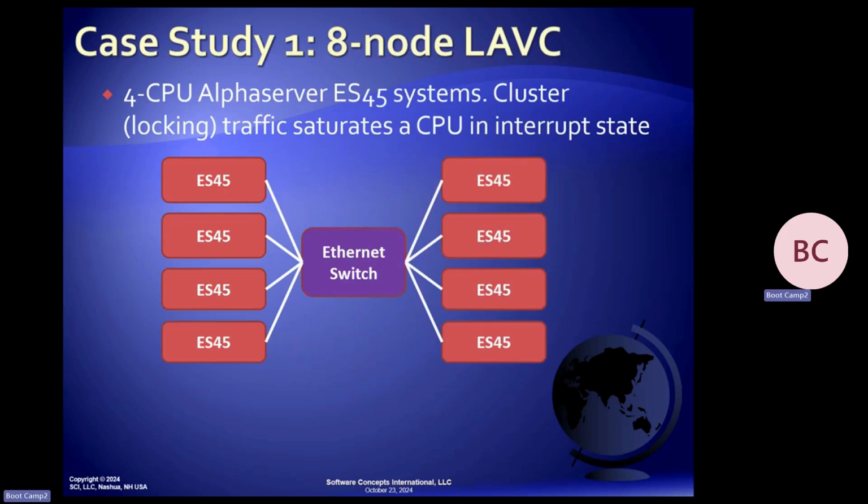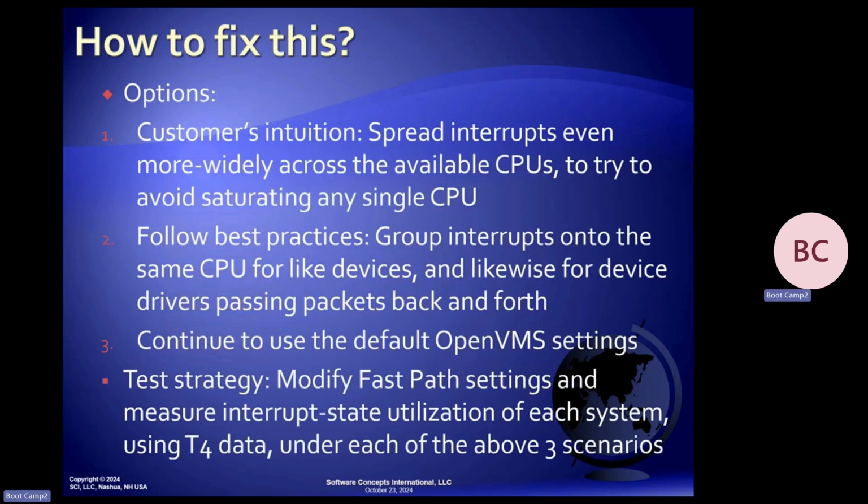Okay, this is a case study. We had an 8-node local area VMS cluster of ES45s, and basically cluster traffic was saturating a CPU and preventing them from getting the amount of workload that they needed to get done. They were scheduling holidays in England. I guess around January 1st, people in England decide they've got to go someplace, so they all pounded on the system at once, and this system is getting overloaded. They wanted to add more systems to it, but they couldn't because adding more systems would just make it worse. So what do they do about it?